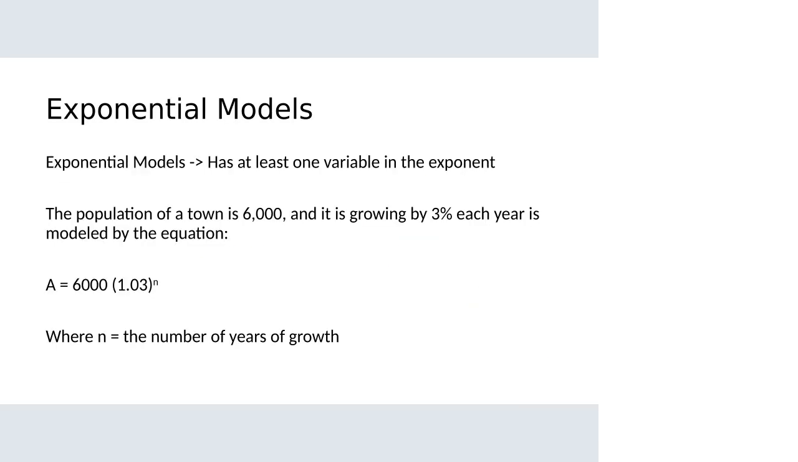Let's talk about making an exponential model. We talked about linear models do not have a variable in the exponent. A nice thing about exponential models, they're easy to identify because they do have at least one variable in the exponent. You might be thinking, well, what the heck would that even look like? Well, you're very familiar with an exponential model already. It looks like this.